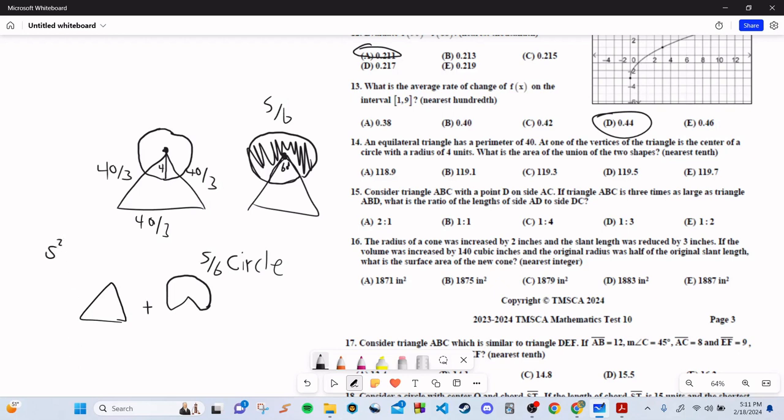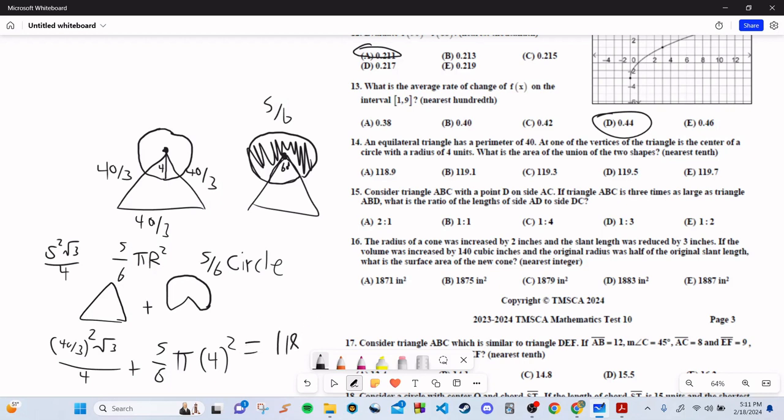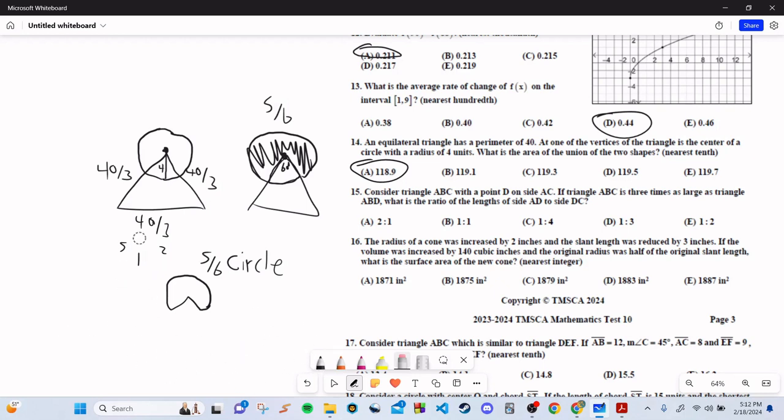So area of an equilateral triangle is side squared times the square root of 3 over 4. Area of a circle is pi r squared. Because it's a 5/6 circle, we're going to multiply by 5/6. And so we're just going to plug in the side length of the equilateral here, and then the radius of the circle here. And so if I compute this on my NSpire calculator, then we get an answer of about 118.9. So that'll be answer choice A. So that's a nice, fun geometry one. The next few questions are all going to be geometry related.